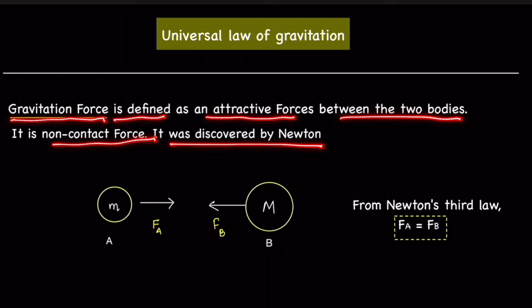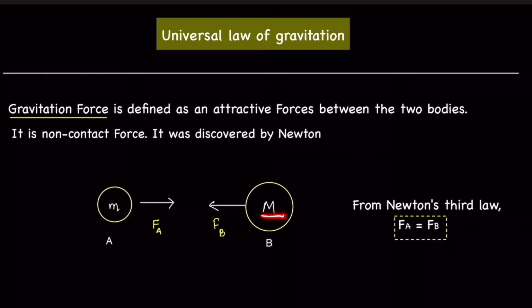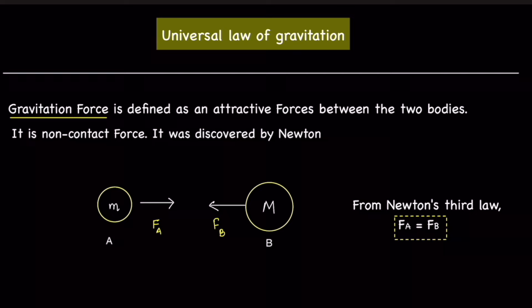If we take an example, here are two bodies A and B. Body A has a small m mass and body B has capital M mass. So body A attracts body B with a force of Fa and body B attracts body A with a force of Fb. Based on Newton's third law, Fa will be equal to Fb. Newton's third law is a universal law. It says that for every action there is an equal and opposite reaction. So if body A attracts body B, body B will also attract body A.